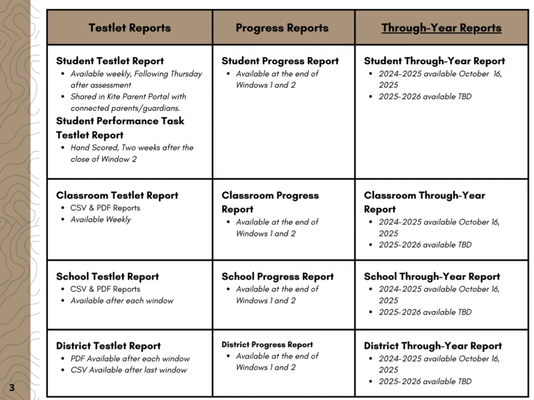New this year are progress reports. These are available at the end of windows 1 and 2. These bring together all of the Testlets that are taken up to those points to project where student scores would be compared to proficiency at that point. Through-year or summative reports combine all of the Testlets across the year into a final scale score and achievement level that are used for accountability.